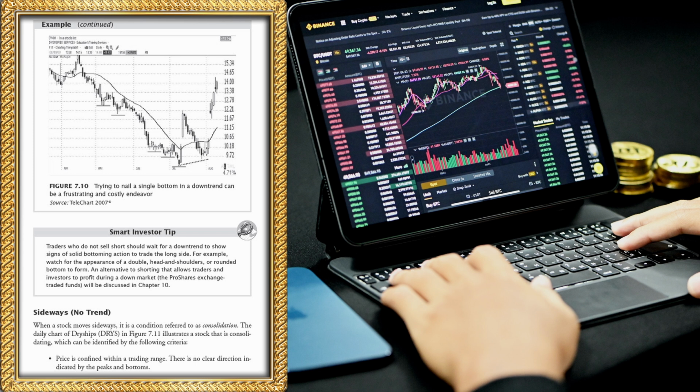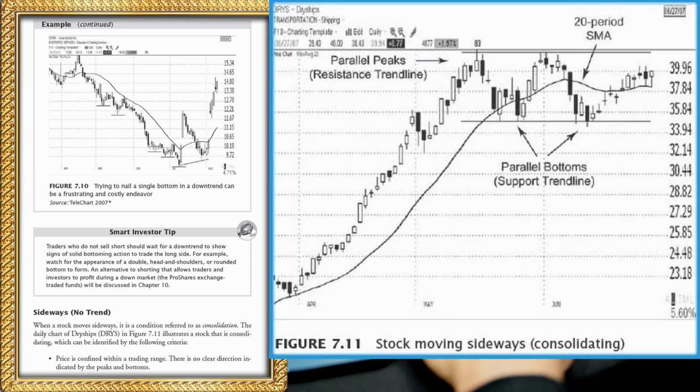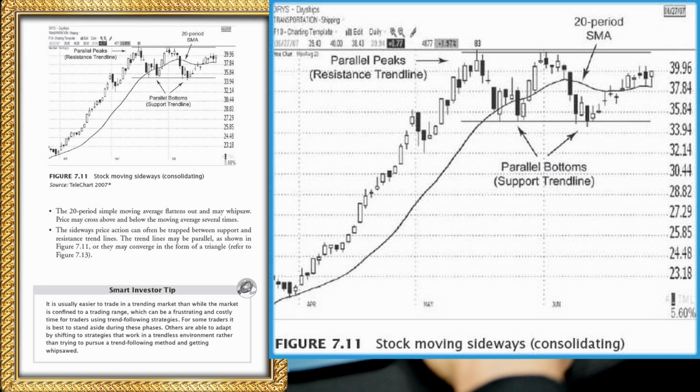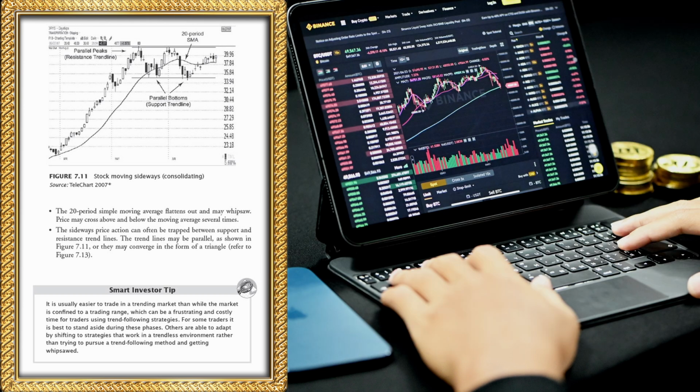The daily chart of Dry Ships (DRYS) in Figure 7.11 illustrates a stock that is consolidating, which can be identified by the following criteria. Price is confined within a trading range. There is no clear direction indicated by the peaks and bottoms. The 20-period simple moving average flattens out and may whipsaw. Price may cross above and below the moving average several times. The sideways price action can often be trapped between support and resistance trend lines.